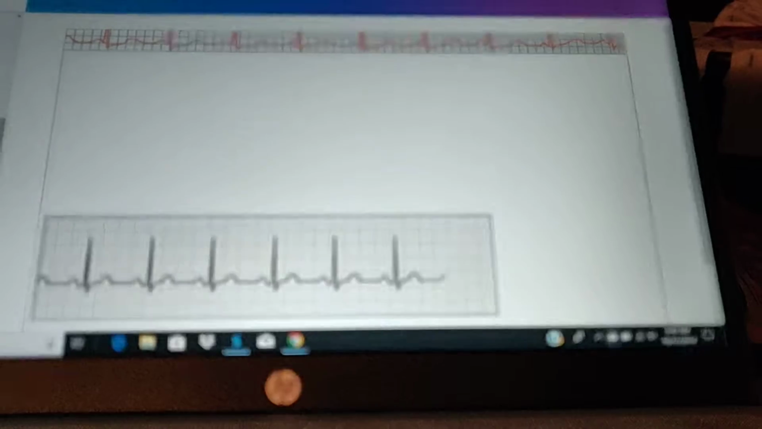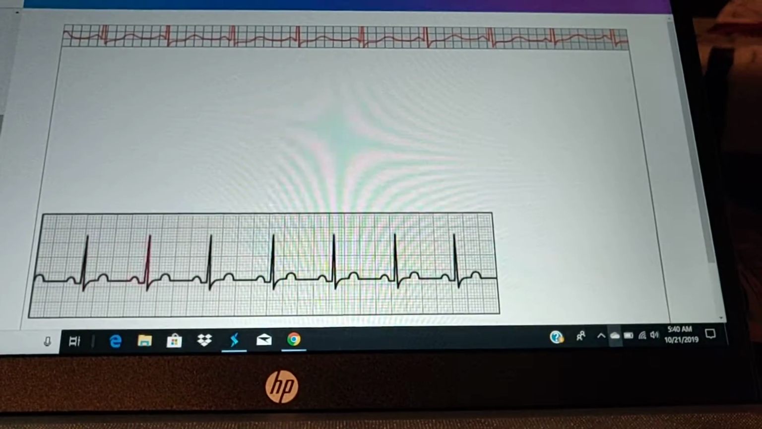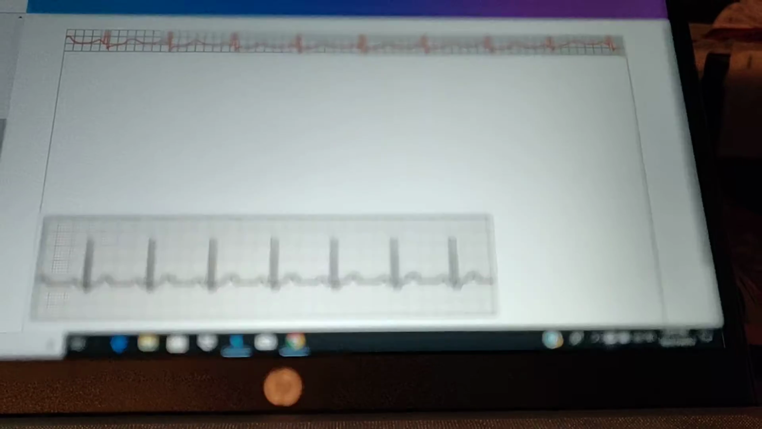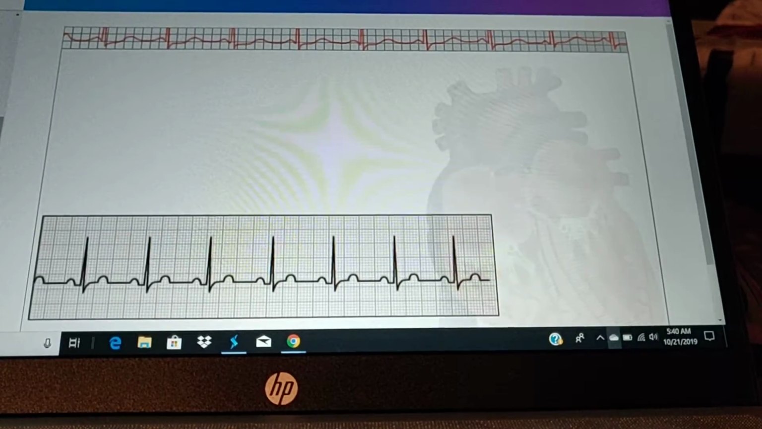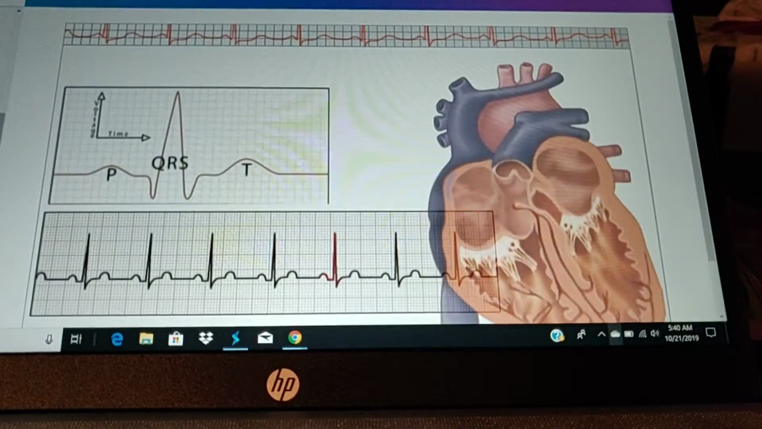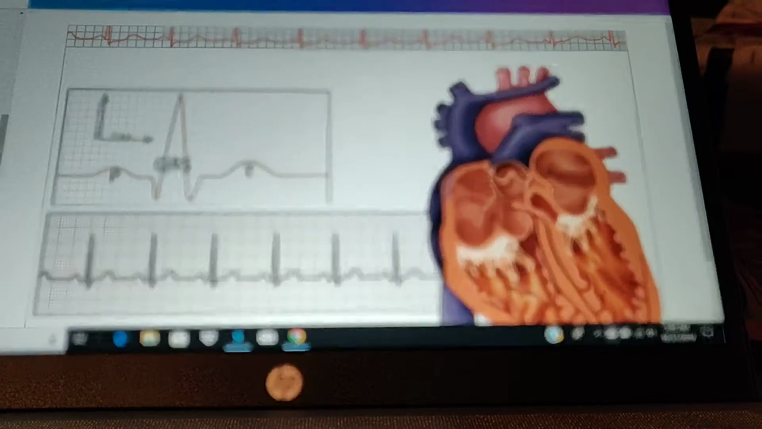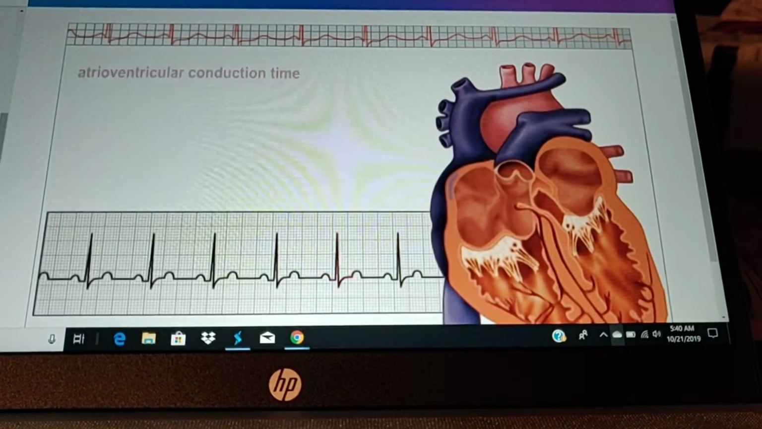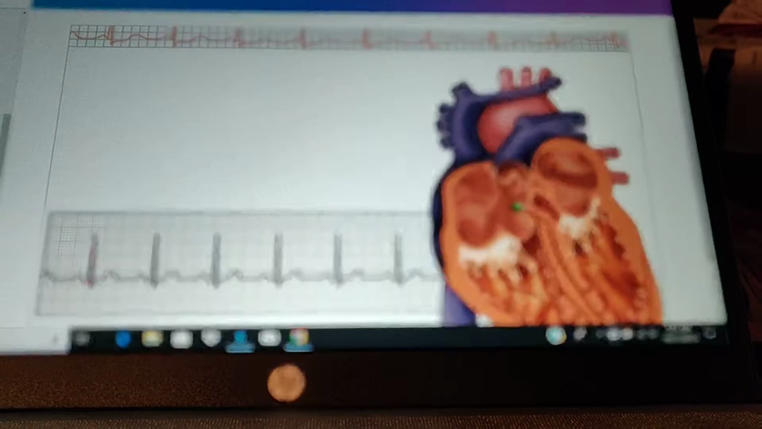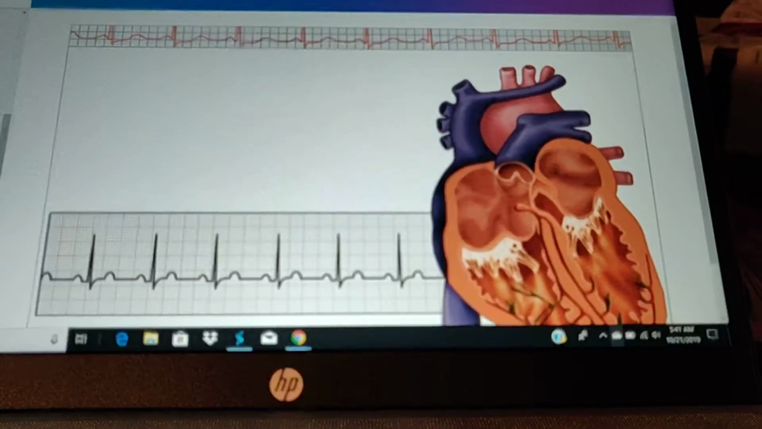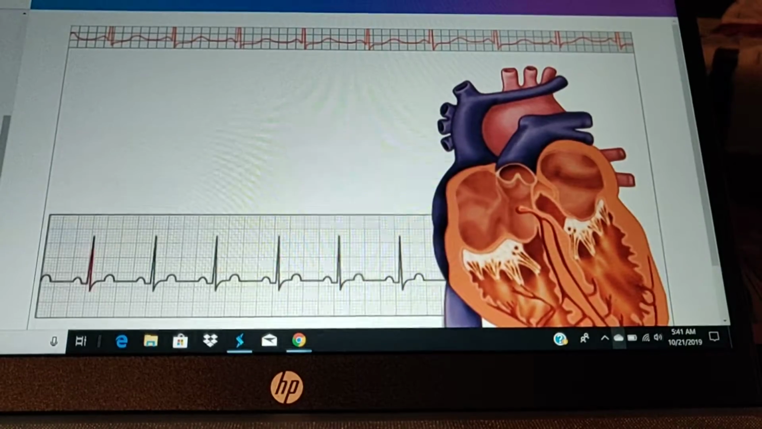Intervals are comprised of a waveform and a segment. They are valuable for ECG interpretation because they represent the time between polarization cycles. The first interval on the ECG waveform is the PR interval, or PRI. It represents atrioventricular conduction time, the path of the electrical impulse through the AV node, the bundle of His, the right and left bundle branches, to the Purkinje fibers.